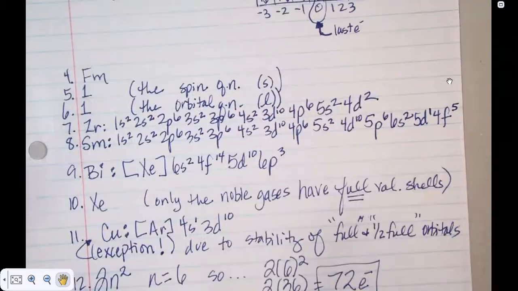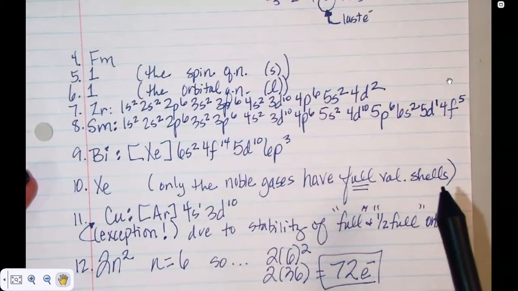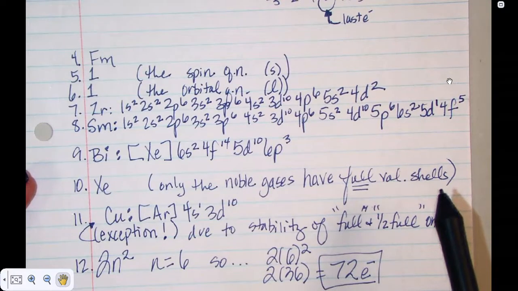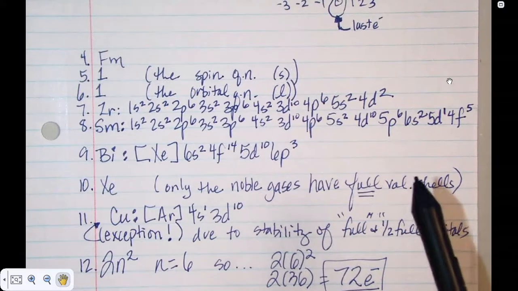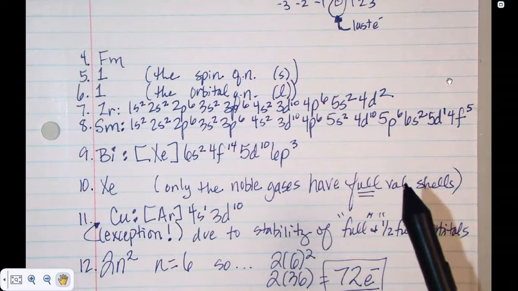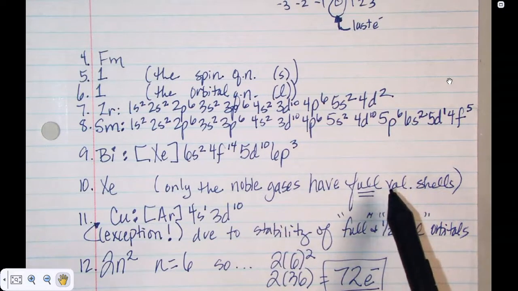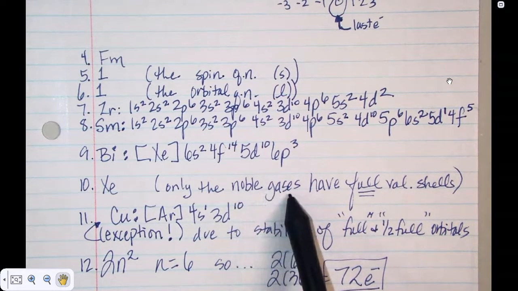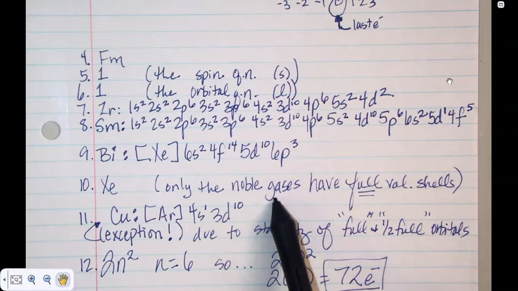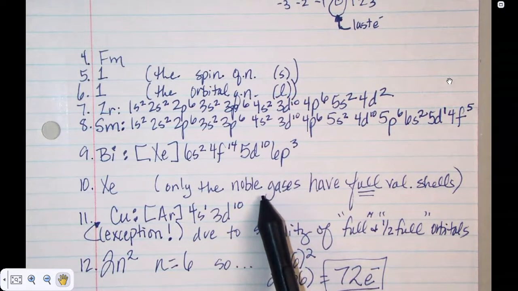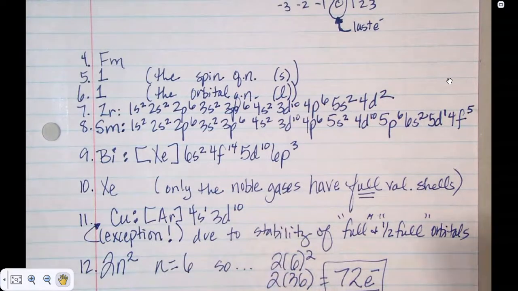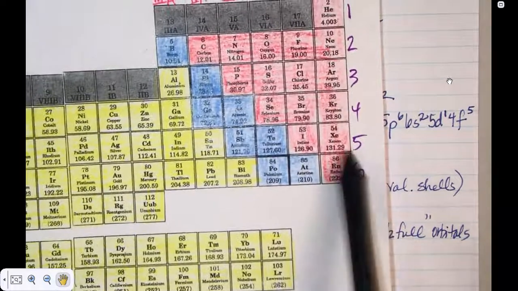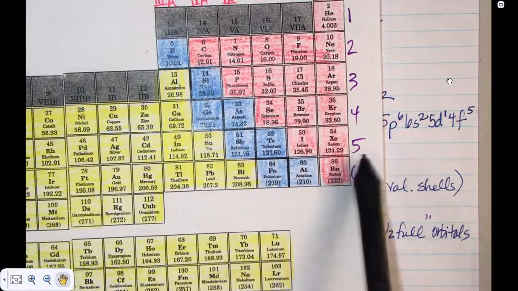Number 10, I wanted you to identify the 5th energy level element with a full valence shell. What you have to understand about elements that have a full valence shell is that the only elements that have a full valence shell are the noble gases. So what you want to do is find the noble gas that is in the 5th energy level. So of course that is xenon. If you look at your periodic table, the 5th energy level noble gas is xenon.